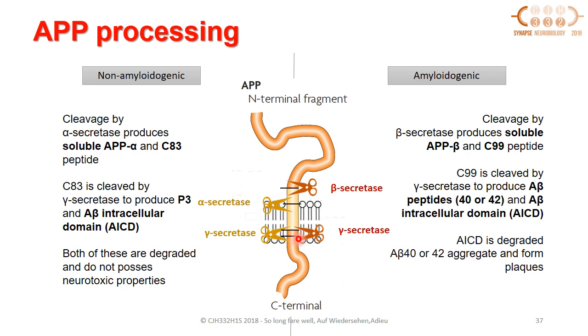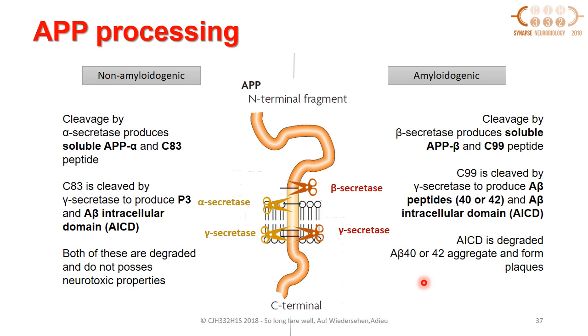So again, depending on where it cuts, it results in this A beta peptide being produced. This is what we think is toxic. So this beta secretase and then the gamma secretase working on the remaining C99 peptide is what causes the generation of this more toxic A beta, or A beta 42.